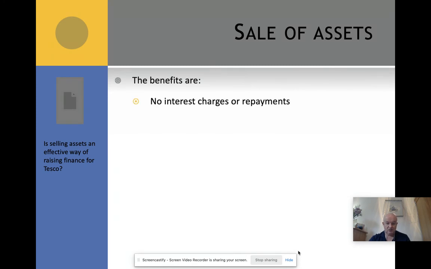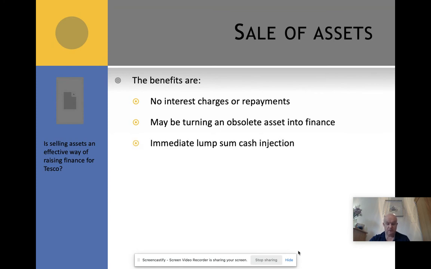Some of the benefits: if we choose to sell some assets, we're not going to be getting charged any interest on that, or any repayments. And we might be able to take an old asset that we don't find useful anymore and convert that into money that we can then use to finance the business into the future. In some cases, depending on what asset you're selling, you can get an immediate lump sum cash injection into the business, which can help in terms of cash flow, but also help in terms of the efficiency of the business.